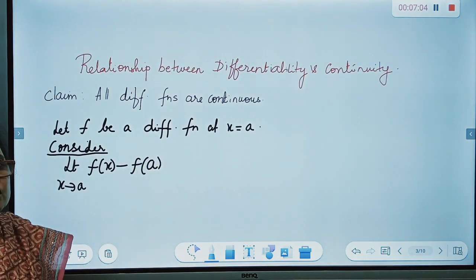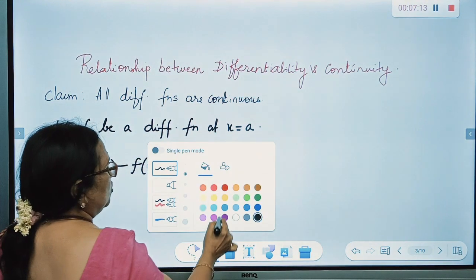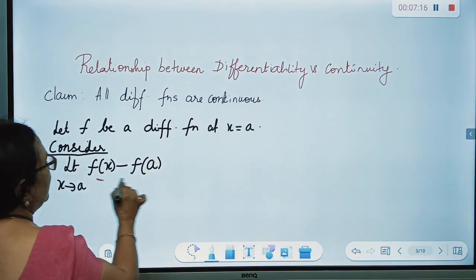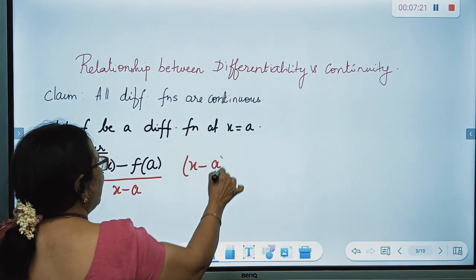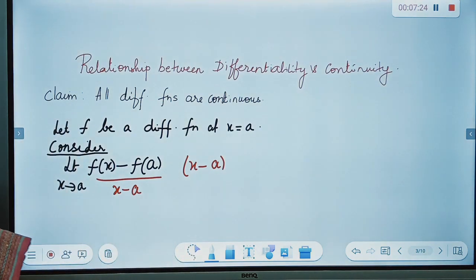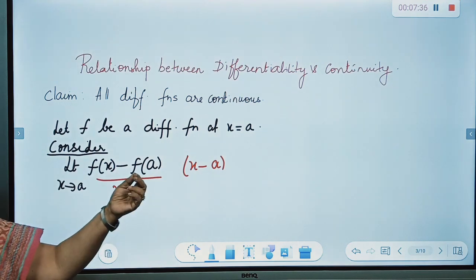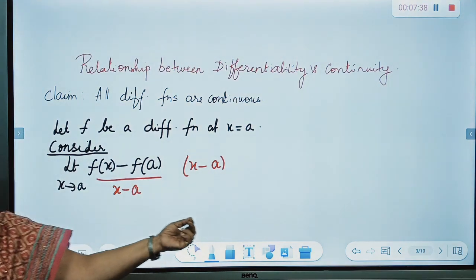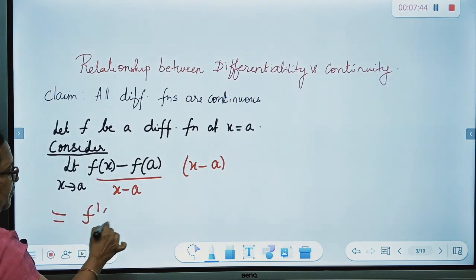Just consider limit x tends to a, f of x minus f of a. What is f of x? It is a differentiable function. Now, I am going to multiply and divide by x minus a. See, when we say x approaches a, we are very clear x is never a. It becomes closer and closer to a, but never actually equals a. So this is a very, very small quantity, but there is a quantity which exists and which is non-zero. So this is, by definition, f dash of a.